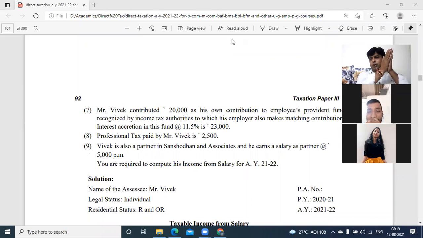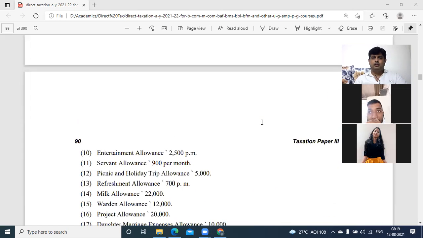So for public provident fund or statutory provident fund and unrecognized provident fund, the concept is very clear. Everything is exempted. But for recognized provident fund, there is a clause that you cannot contribute more than 12% of your salary, basic salary, and your interest contribution should not exceed more than 9.5%. Okay. This is all you have to learn.